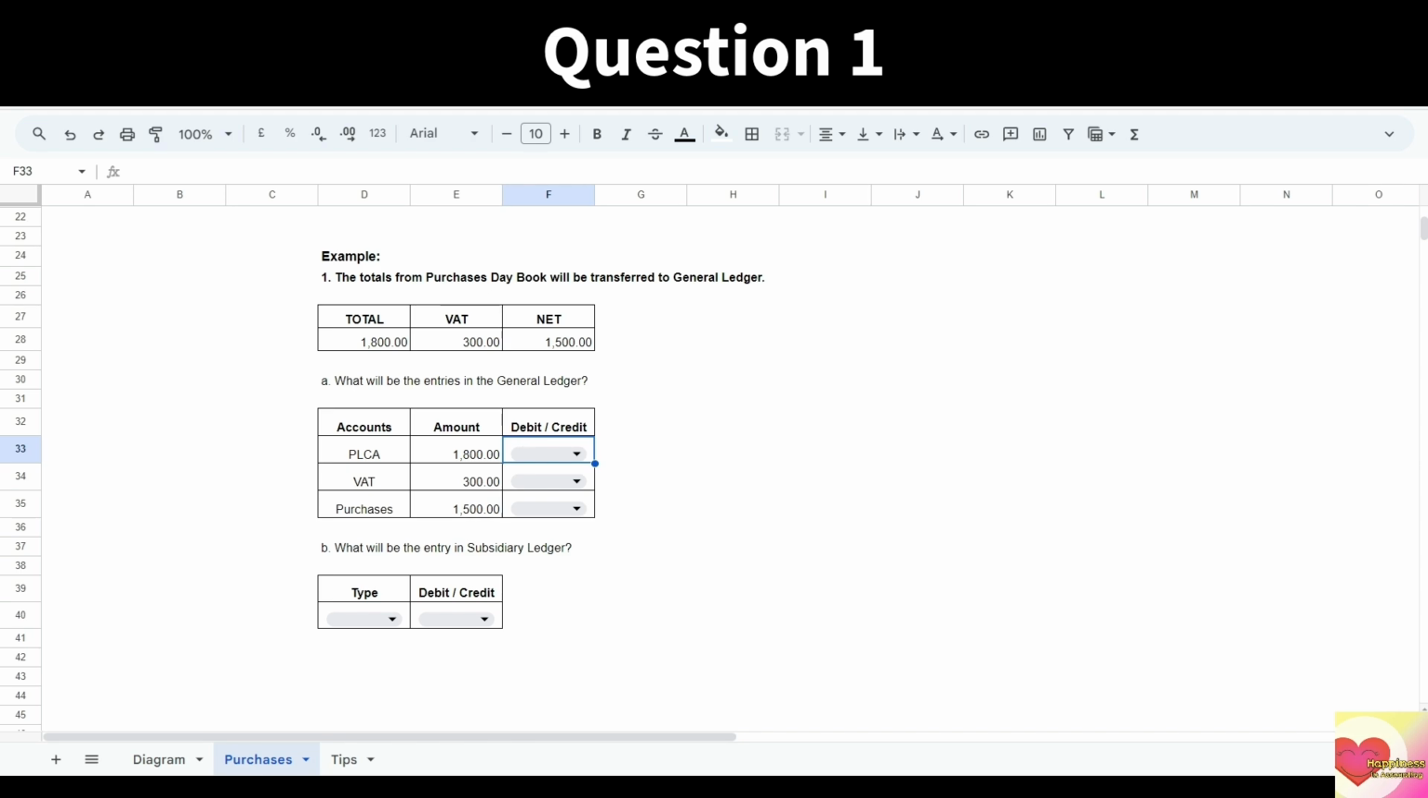Let's analyze the PLCA first. PLCA is a liability account, and when we make purchases, our PLCA increases, so it goes to credit. Let's analyze purchases next. Purchases is an expense account. So when we make purchases, it increases, so it goes to debit. And last is the VAT. It just goes with the purchases, which is debit.